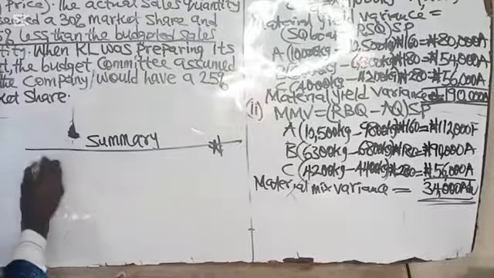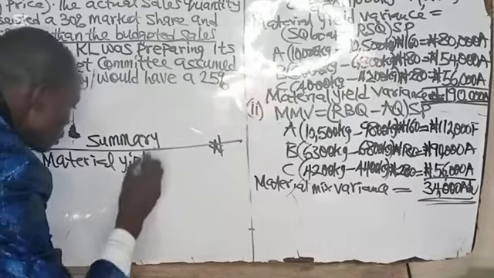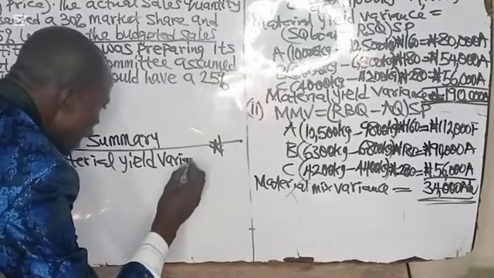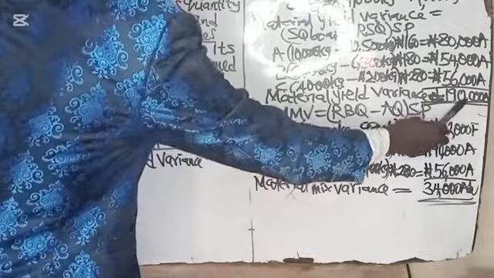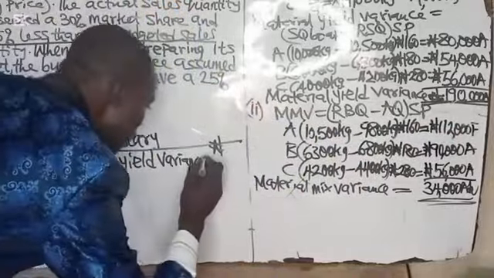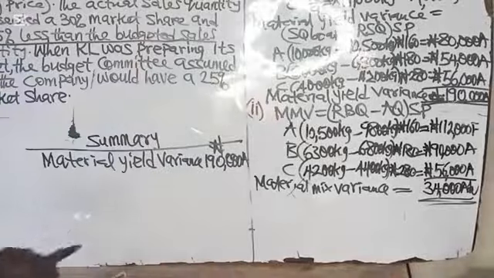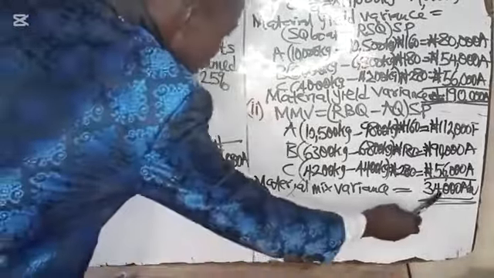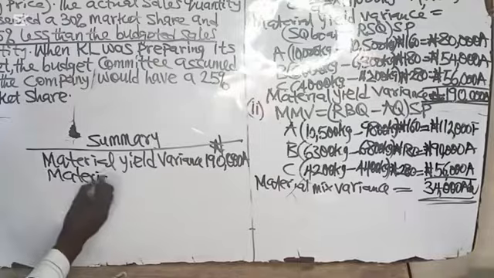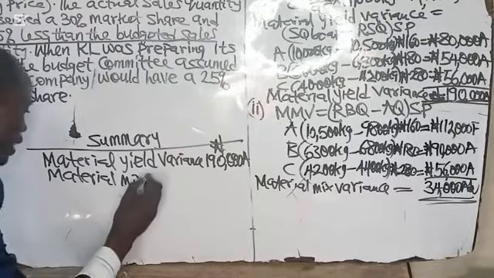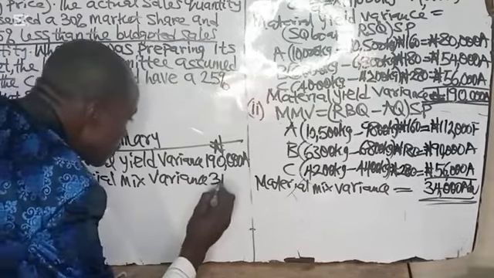We have material yield variance of 190,000 naira adverse. We also have material mix variance of 34,000 adverse.